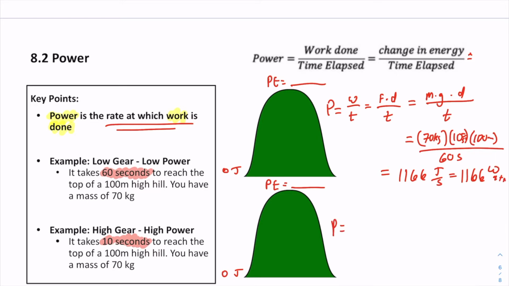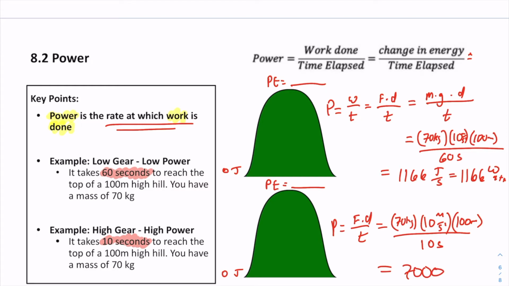Okay, for our high power scenario, we have the same thing, force times distance over time, change in energy over time. We have 70 kilograms, because our friend weighs the exact same amount, 100-meter hill, divided by 10 seconds. And this is equal to 7,000 watts. And so we can see that when you are in low gear, you have less power. When you're in high gear, you have more power.